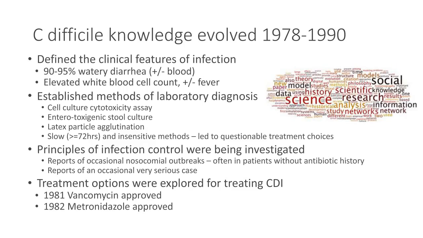Treatment options were also being explored for C. difficile infection during this time period. In 1981, vancomycin was approved by the FDA for use in CDI, closely followed in 1982 with the use of metronidazole. You can certainly see nothing much has changed with the treatment. These are still two of the most common drugs used in the treatment of C. difficile today.